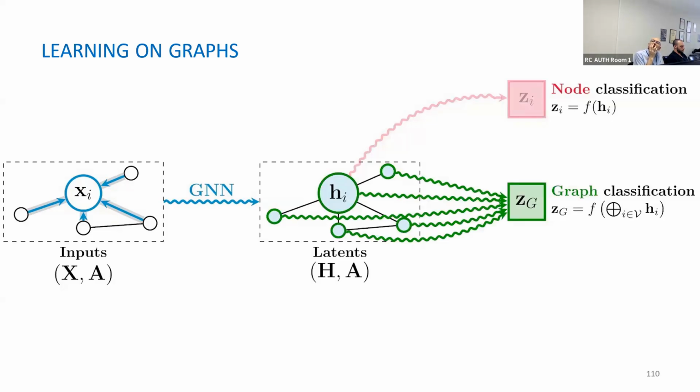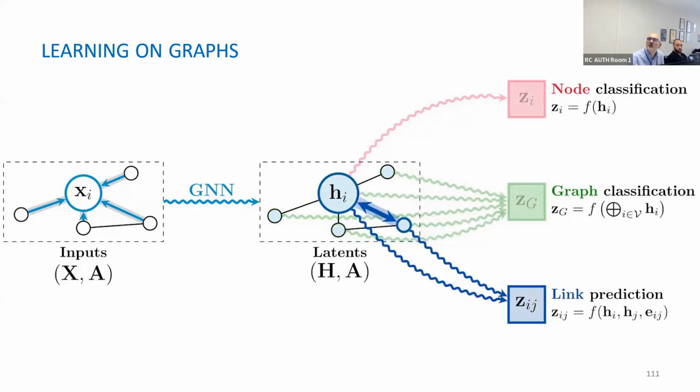And here we can have instead a graph classification. So in that case, we want to aggregate information from several nodes and provide a label, a classification score for the entire graph. So in that case, we need a way of combining the outputs for different nodes, because the h_i is the output for each node, and we need a way to combine them together.